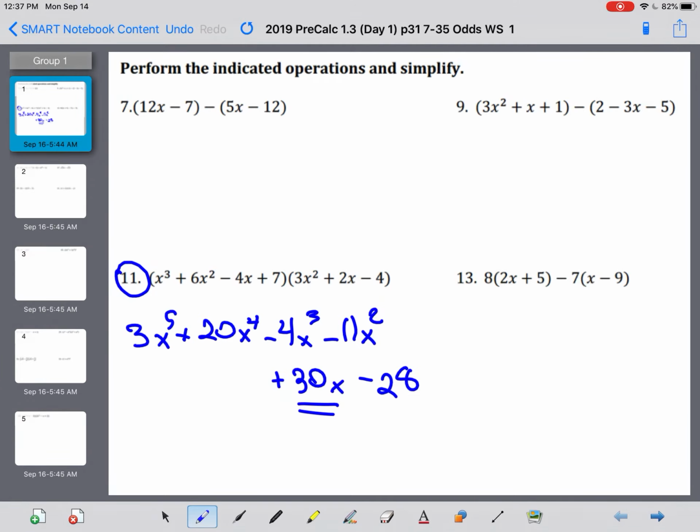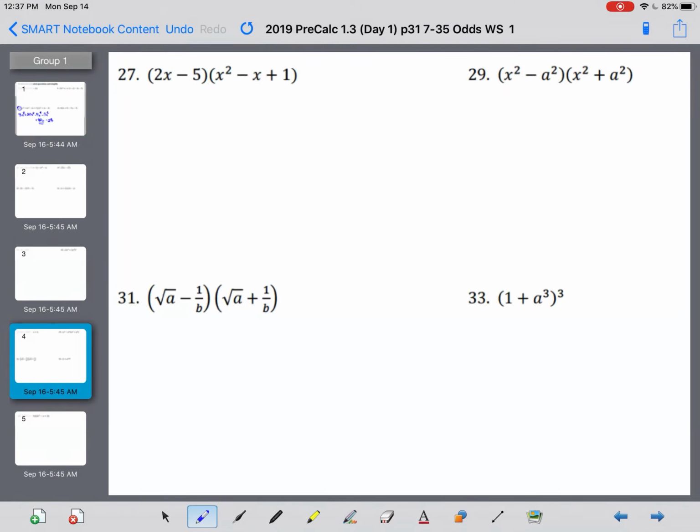Also, number 31, I had a slight error in as well. When we take a look at this, these are conjugates, so I just square the first minus the square of the second. I did not have the b squared there. So those are the two there that had a little hiccup.